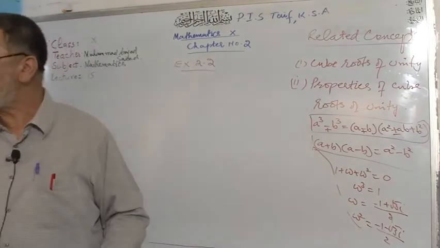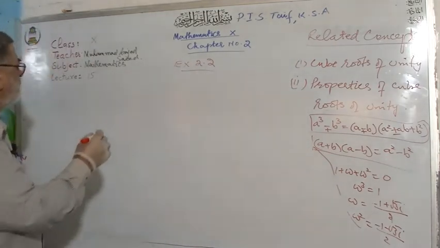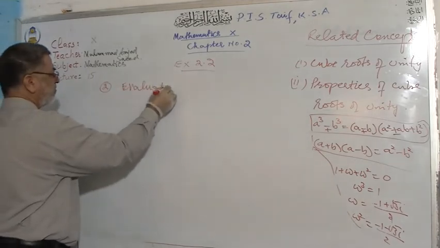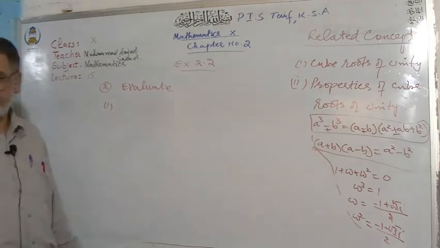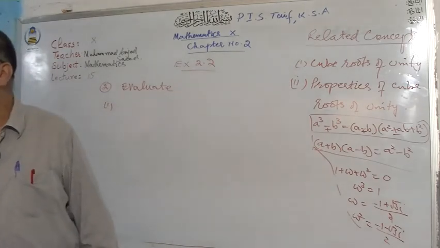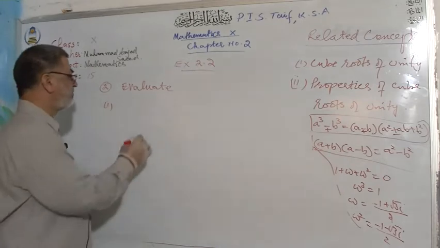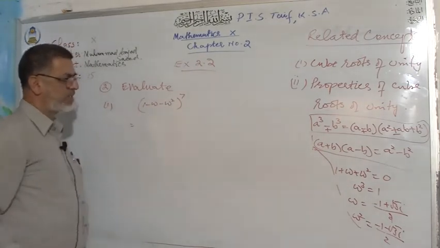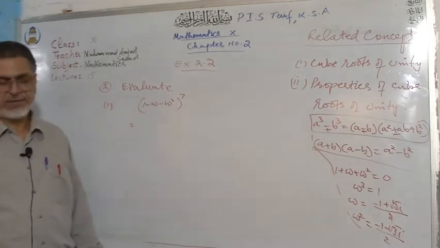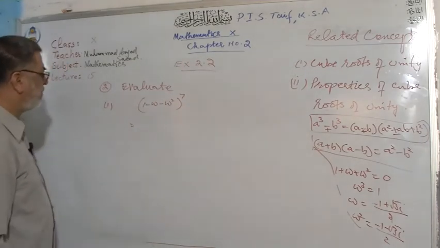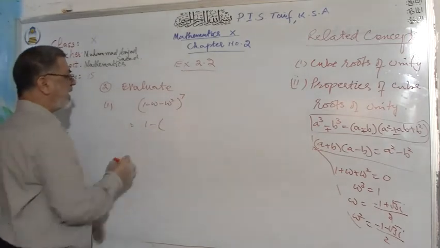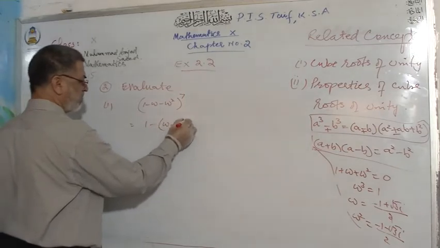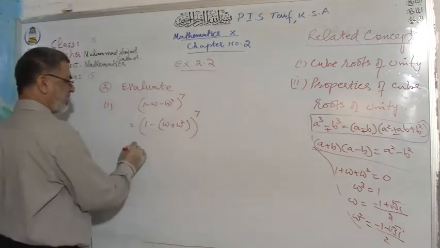After that, we have question number 2. Evaluate 1 minus omega square whole power 7. We have to solve it. Dear students, you know that you can take minus common from the last 2 terms, omega plus omega square, that is 7.